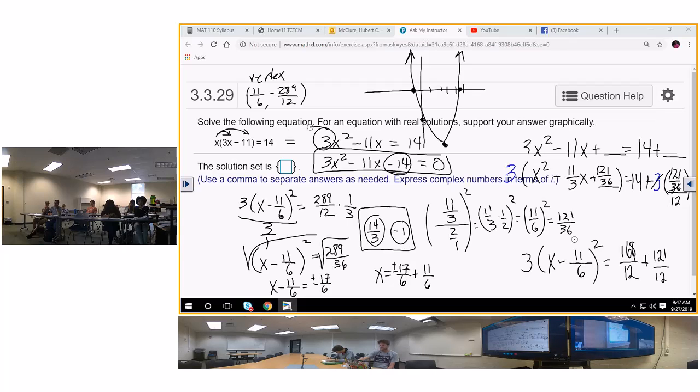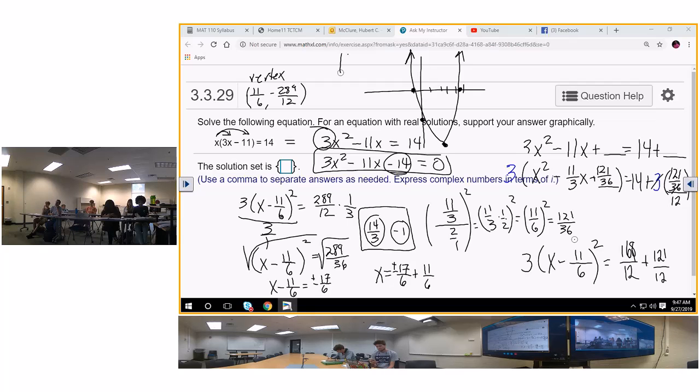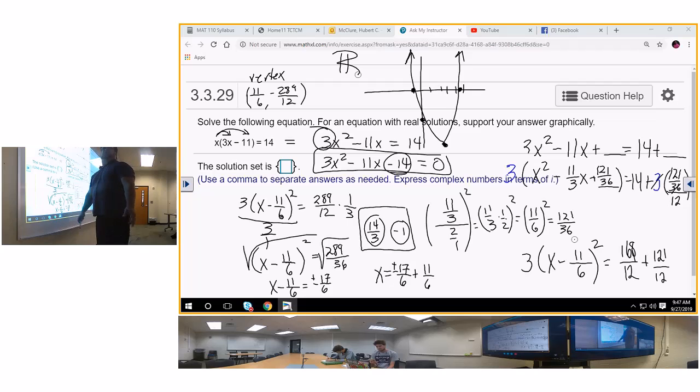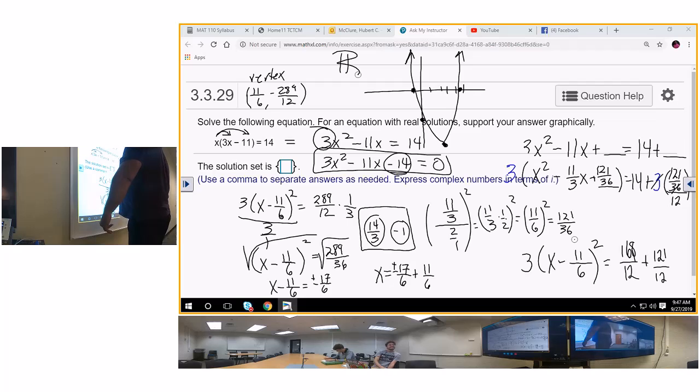Now, go ahead and tell me what the domain is. All the numbers. If you miss the domain on my test, what should you not do? You should not tell anybody. Okay? Range is negative 289 over 12 to infinity. That's your range.